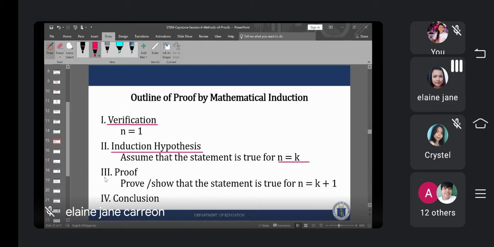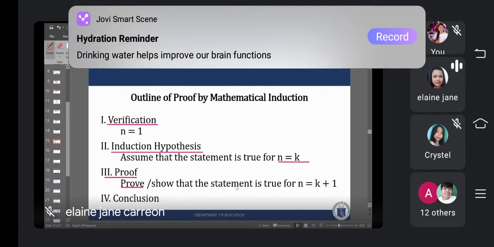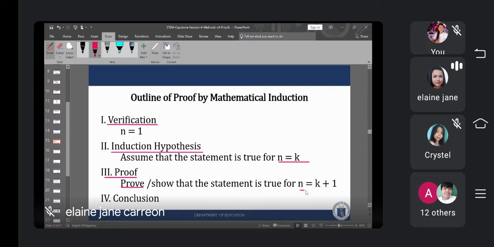And the third part is the proof. We prove that the statement is true for n is equal to k plus 1. Anong gagawin natin sa second, ma'am? Basta papalitan natin sila ng lahat ng n ng k, and then we prove na si n ay equal sa k plus 1, dapat makuha natin yung pangalawa. Okay? And then the last part is the conclusion. This is the most important part.